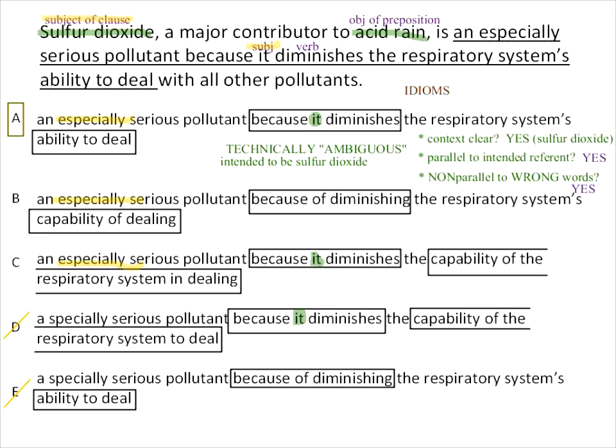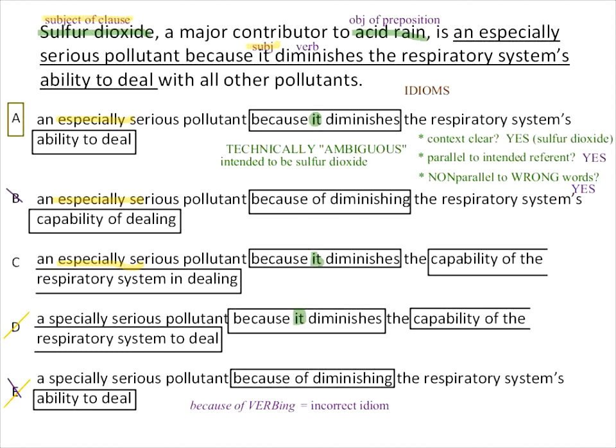As far as the other stuff, there are just idioms here. A couple of other posters have asked us to explain other differences here. These are mostly just idioms. If you say "because of verb-ing," this is incorrect, the same way any other idiom is correct. It's just an incorrect idiom, period, end of story. You just have to kind of know that. So "because of diminishing" doesn't work.